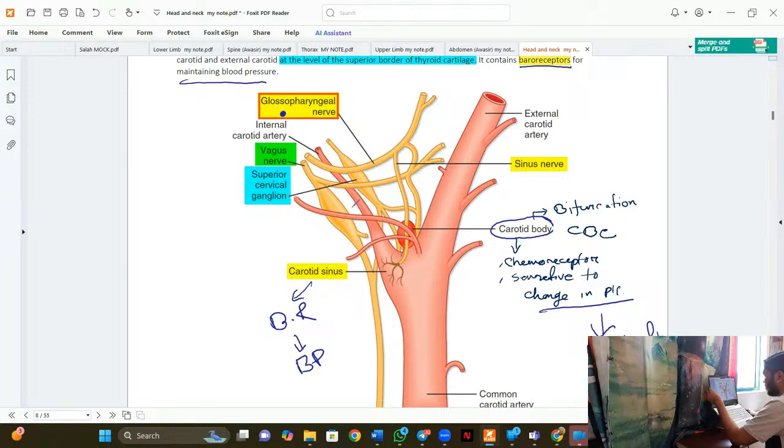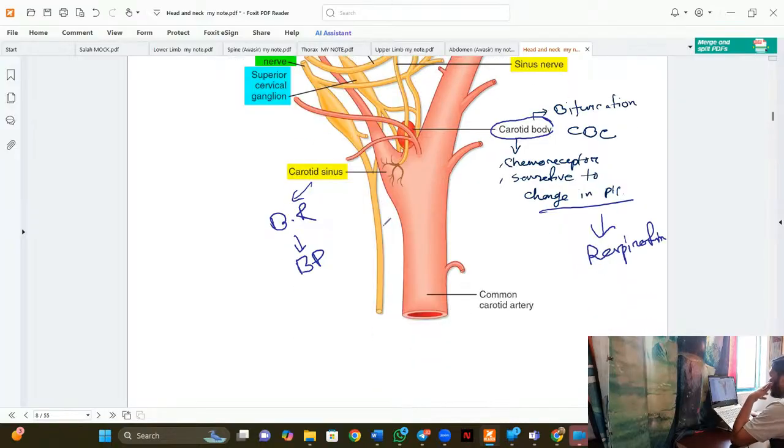And other nerves, this is glossopharyngeal. Superior cervical ganglion, no need.